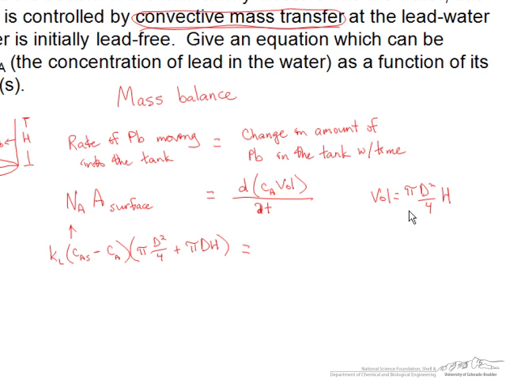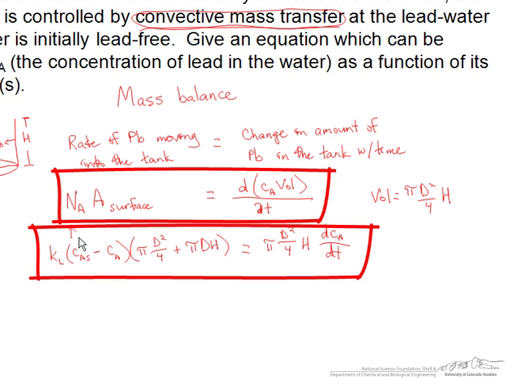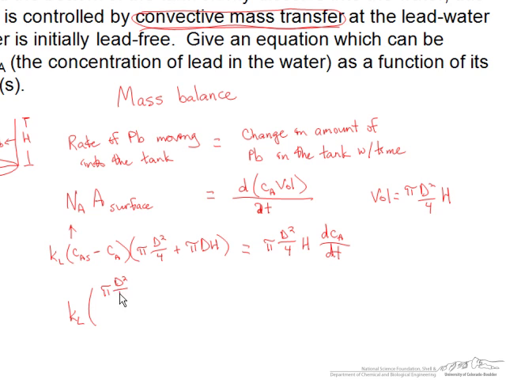And none of that is changing with time. And so the change in the amount of lead in the tank is pi D squared over 4 times the height times dC_A/dt. And you could stop at this point, or you can combine. So we've got k_L times pi D squared over 4 plus pi D H, over pi D squared over 4 times H, dt equals dC_A, C_A at the surface minus C_A.